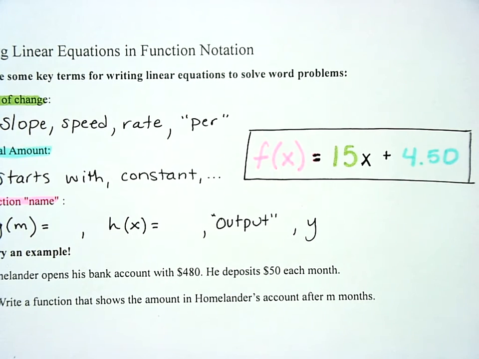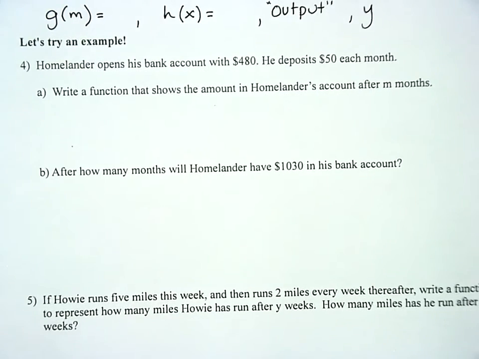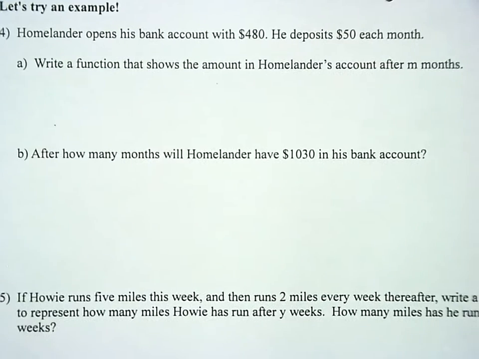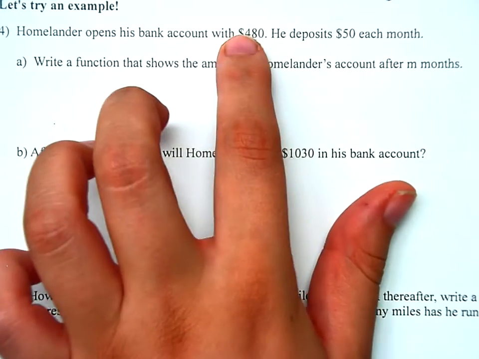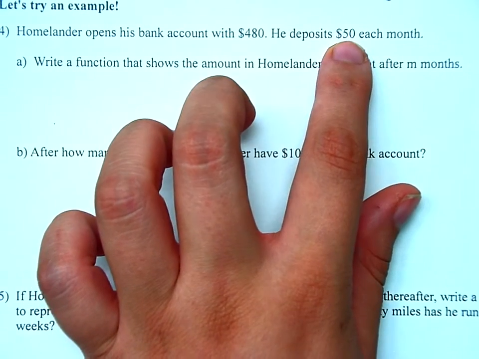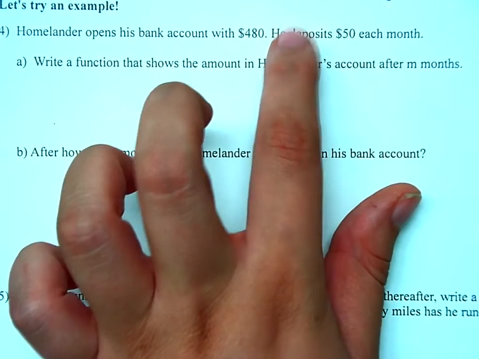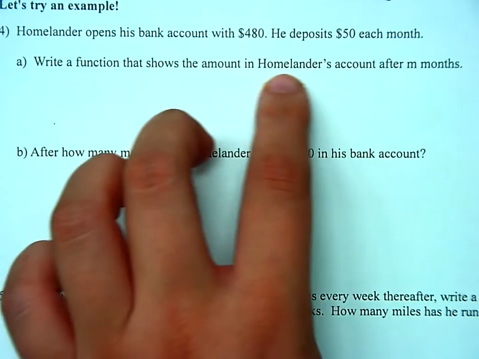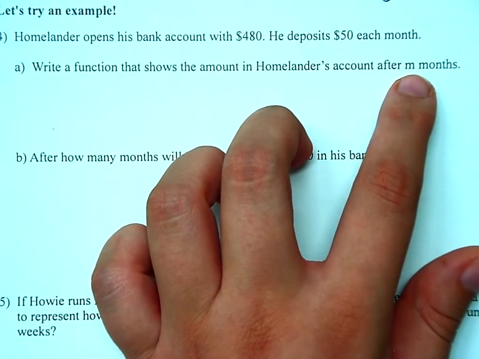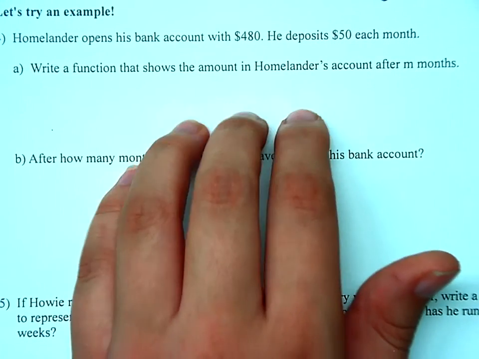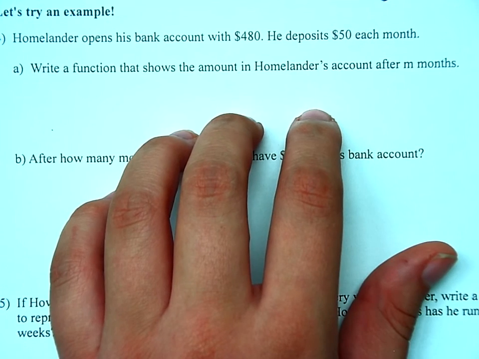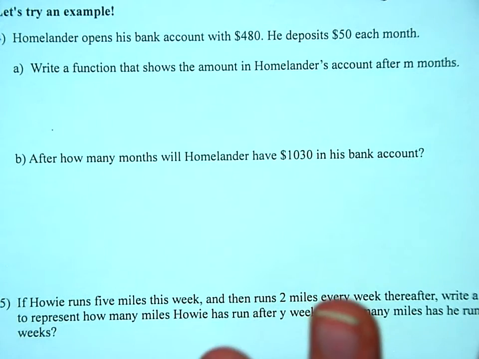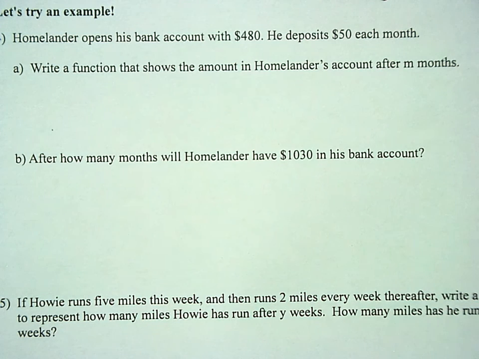So let's try with the first example. And this is about Homelander. And he opens a bank account with $480. He deposits 50 each month. Deposit, remember, means to put money into the account. Write a function that shows the amount in Homelander's account after m months. So notice we're doing something general first. I don't know how long he's saving for, so we're just going to write a function that tells us how much is in his account at any given time.